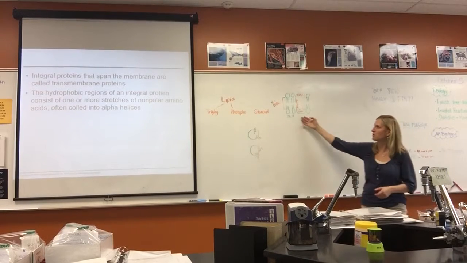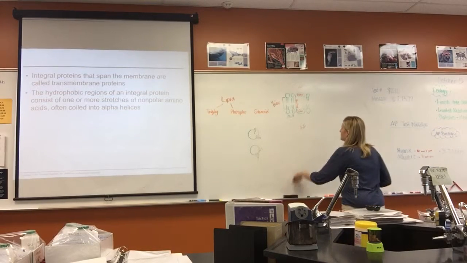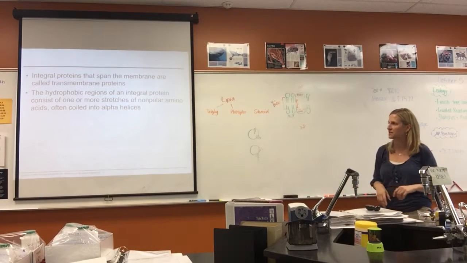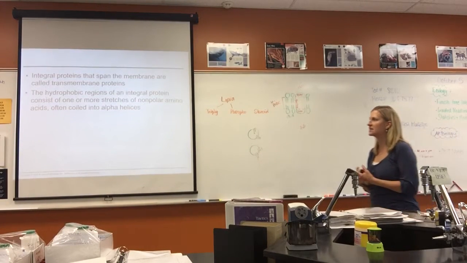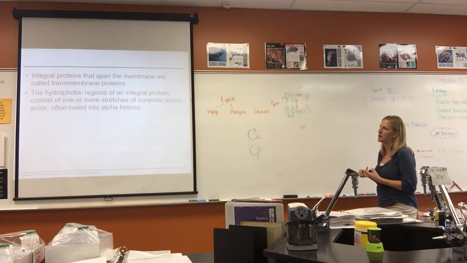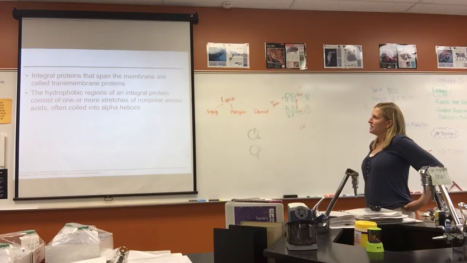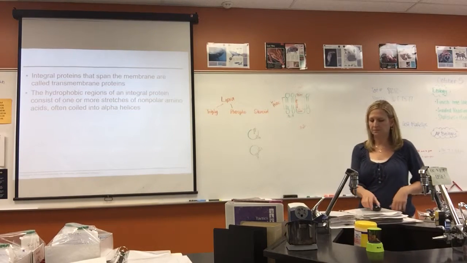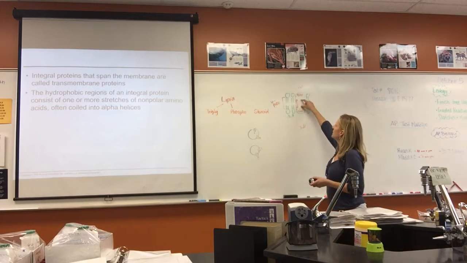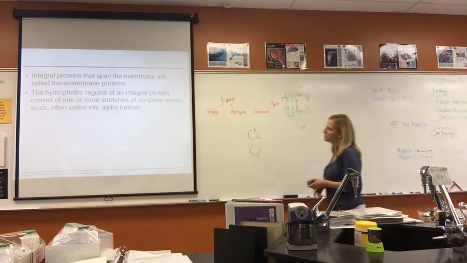All right, so let's look at integral proteins. Integral proteins that span the membrane are called transmembrane proteins. This could be integral or transmembrane proteins. The hydrophobic regions of these integral proteins consist of one or more stretches of nonpolar amino acids, often coiled into alpha helixes. So what does this mean? Interior portion is nonpolar. So the amino acids in the interior portion are going to have nonpolar R groups. That's what it means by nonpolar amino acids.